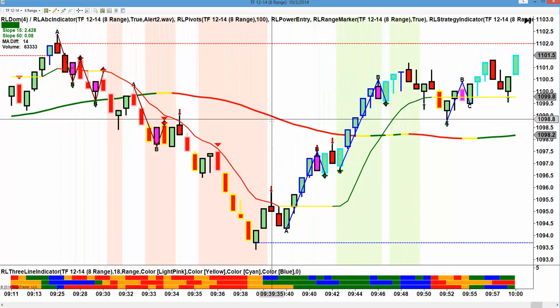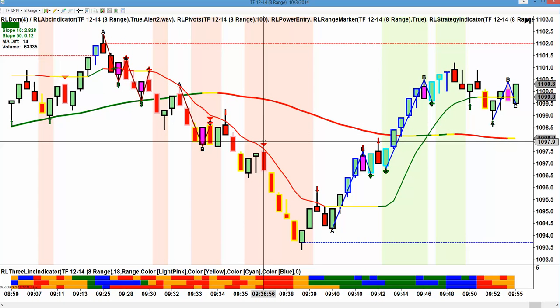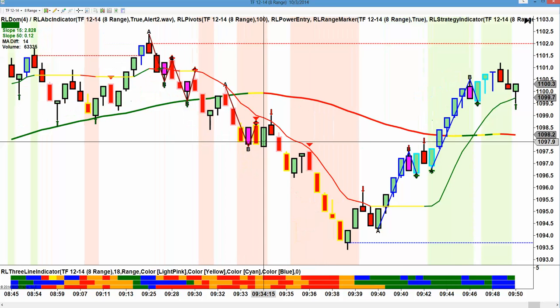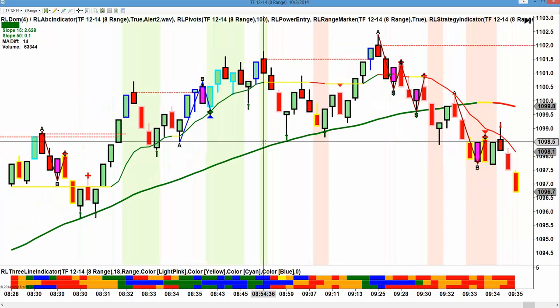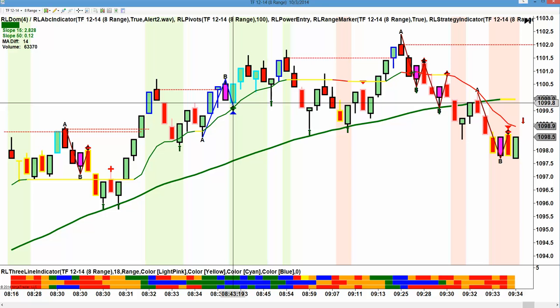And then we have a number of indicators to confirm that the trend is intact. Now, the one that is the most powerful is the C candle.